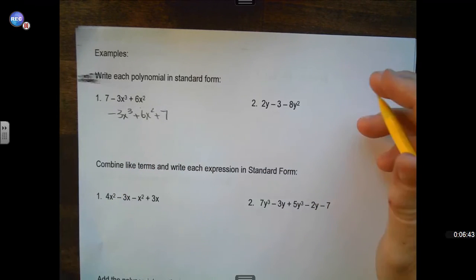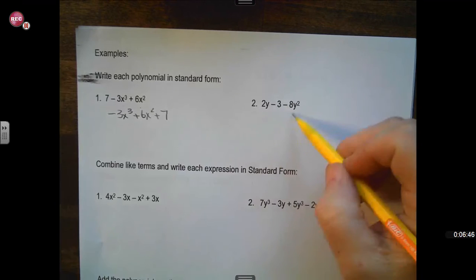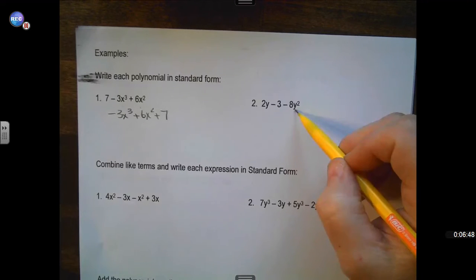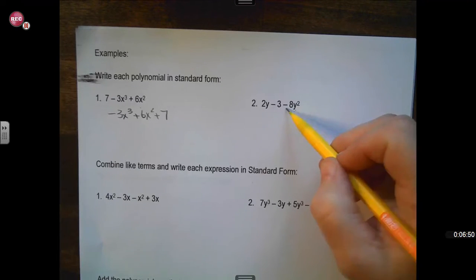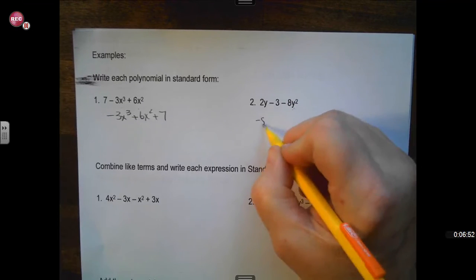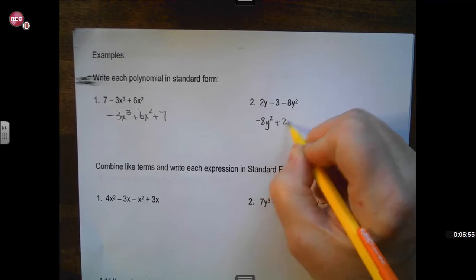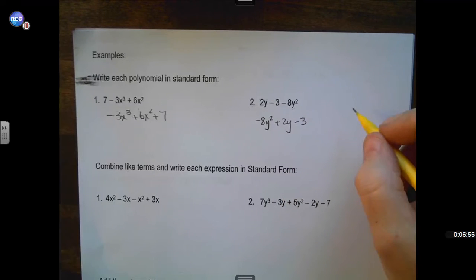And now we're in standard form. For this next one, the 8y squared needs to come first, and that negative belongs to it. So we would write negative 8y squared plus 2y minus 3.